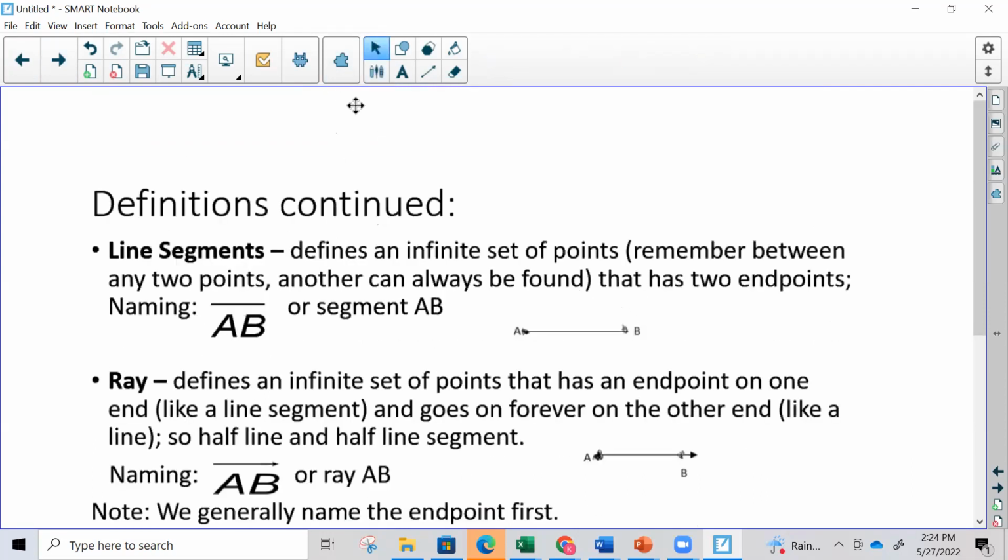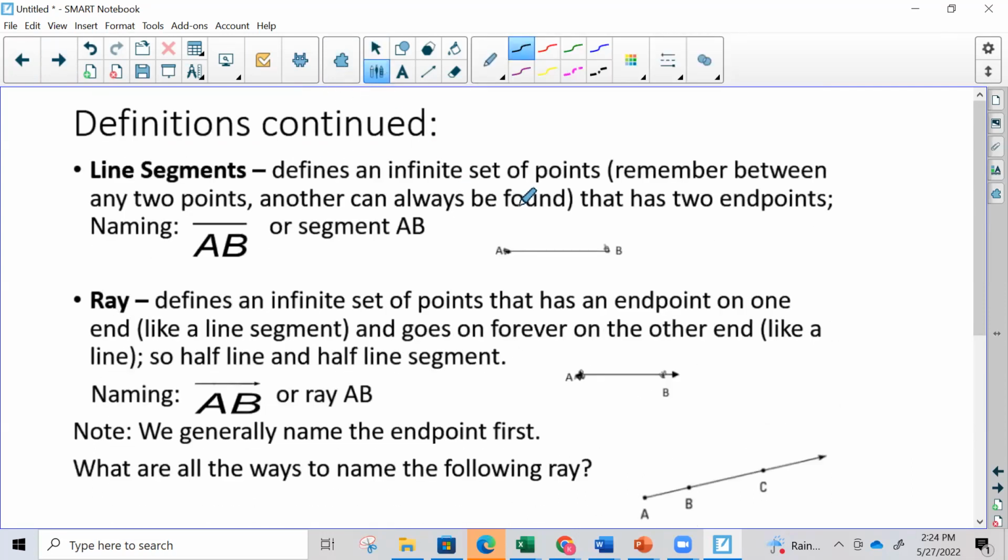Then we have a line segment. A line segment defines an infinite set of points, but remember, between any 2 points, another can always be found. That's why there's an infinite number of points. It has 2 endpoints, so it's really part of a line. It has a start and a stop, but in between is an infinite number of points. We name it the same way. We always use 2 capital letters, but then we put the segment symbol on it. We don't put the arrows on, or say segment AB.